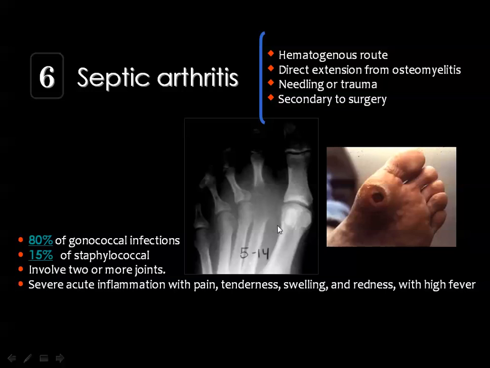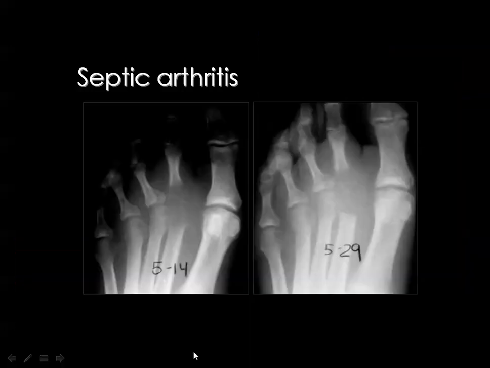And here you can see an example of this in the metatarsophalangeal joint of the second toe. There is severe loss of bone density. You cannot see the joint space, and there is extensive periarticular soft tissue swelling. Of course, you will see the manifestations of inflammation while examining the patient, like pain, tenderness, swelling, redness, and also fever.